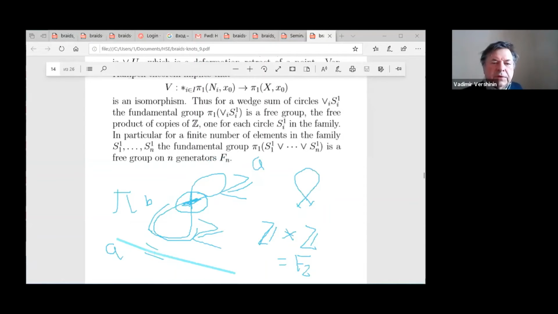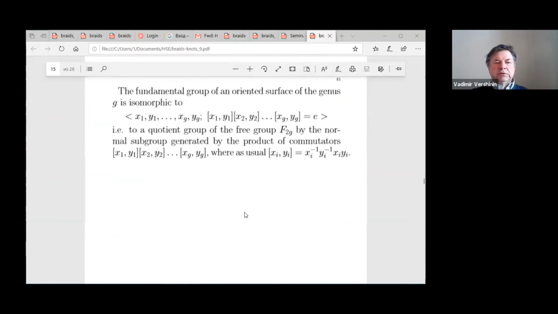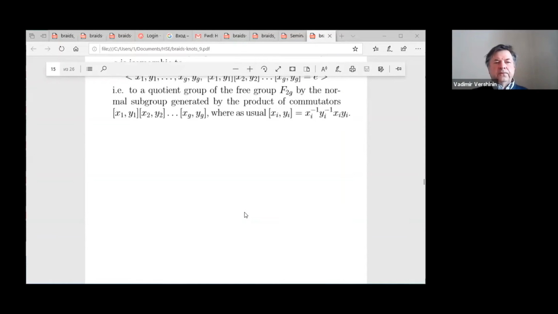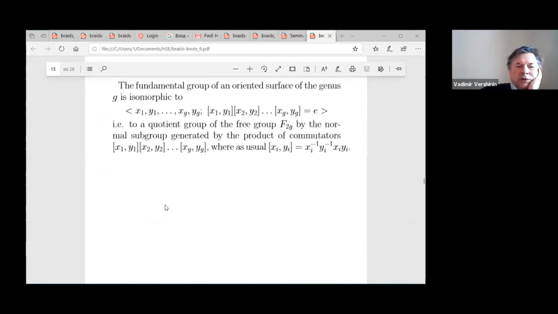So this is very sketchy about free groups, and yes, this may be done, and you can get a free group of any rank, maybe infinite. So this is that fundamental group, as we are considering the surface and the boundaries.